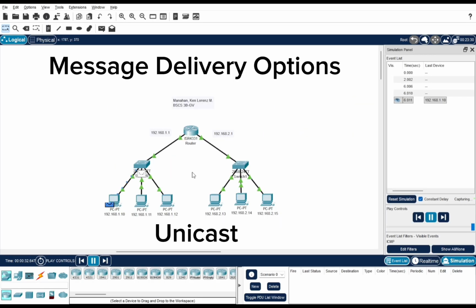The last one is message delivery options. There are 3 delivery options: unicast, multicast, and broadcast. Suppose that this user wants to send to exactly one destination. For example, this PC13, one sender and one receiver. So this is unicast communication.